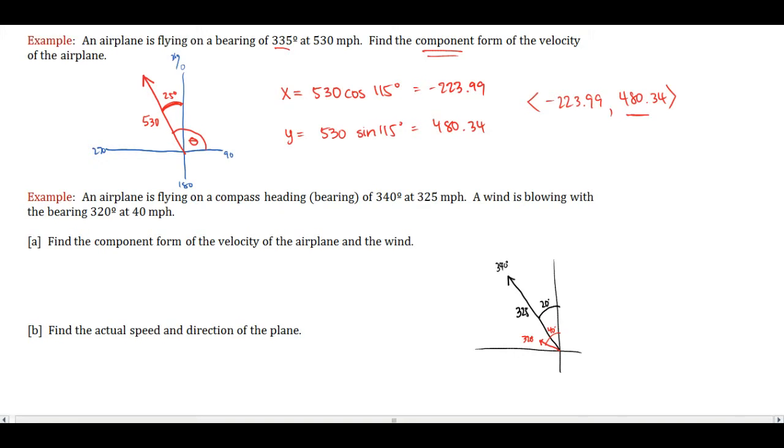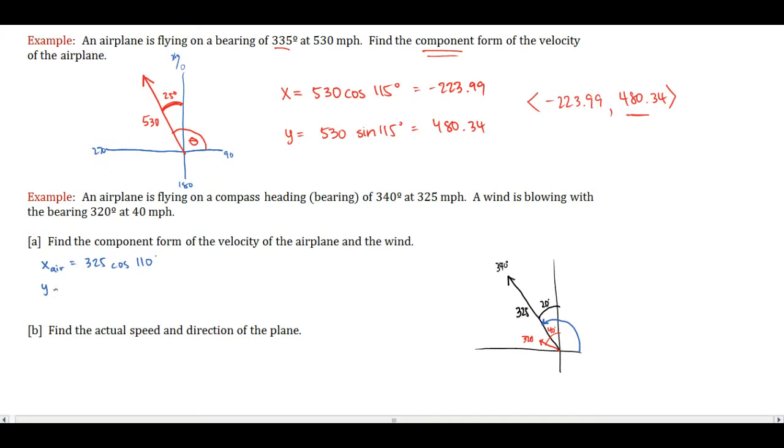Well, now I've got two things that I can do for component form, right? I know their angles. Now remember, for component form, we've got to start our angle at 0 degrees and measure all the way to here for the airplane. So for the airplane, I guess I'll do x for the airplane. That would be 325 cosine of 110.